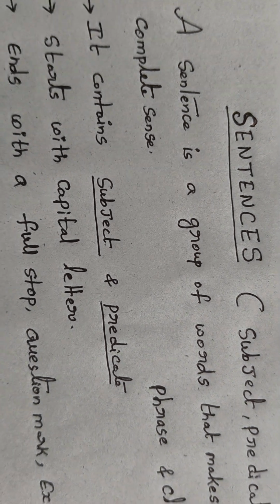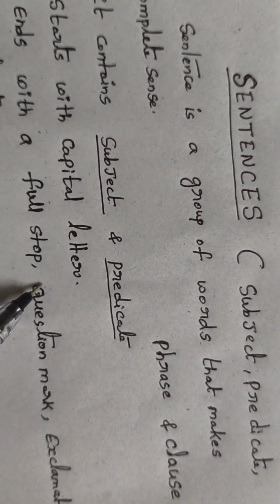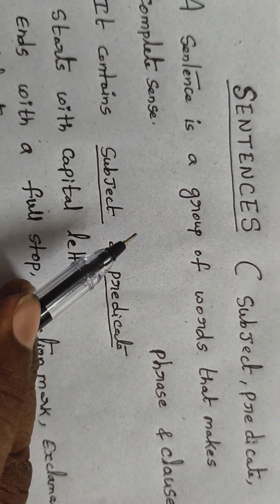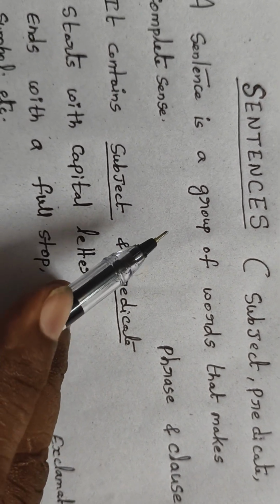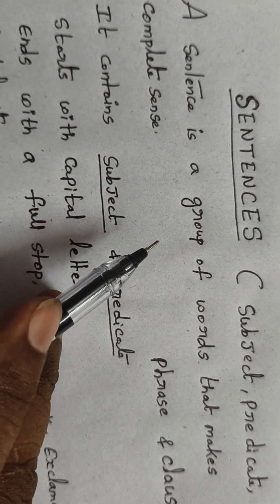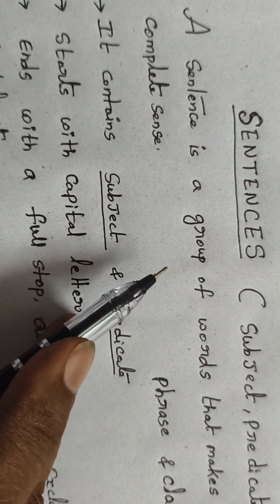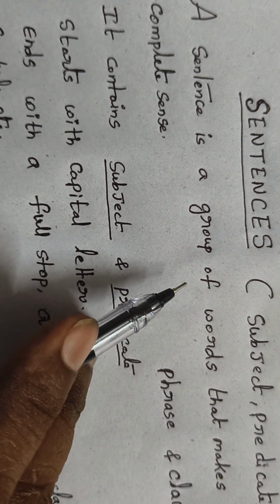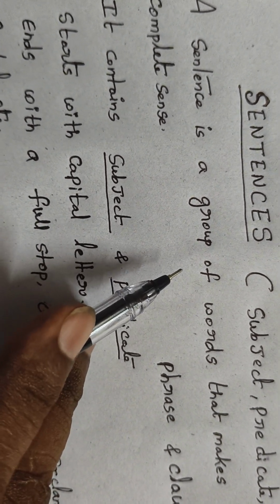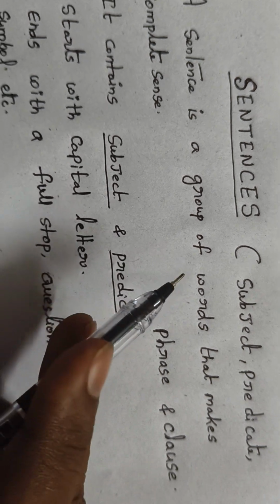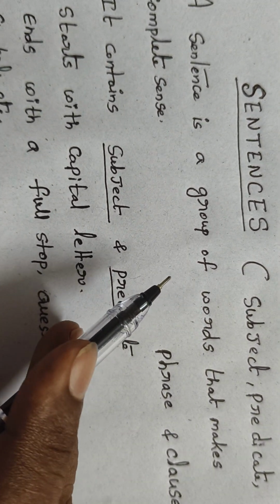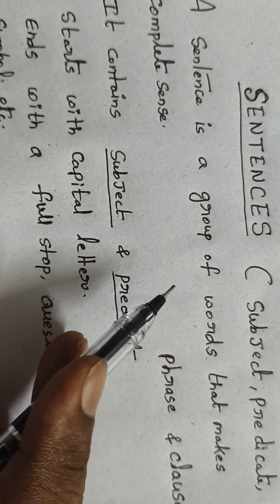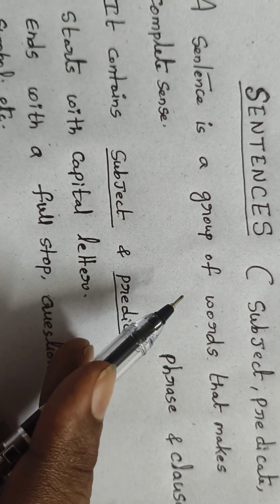Children, from lower classes onwards, you learned sentences. In lower classes, your teacher taught that a sentence means a group of words that makes complete sense. That is enough in that class. But when you go to higher classes, you will learn more about sentences. You will learn the meaning of sentence in a broad way.